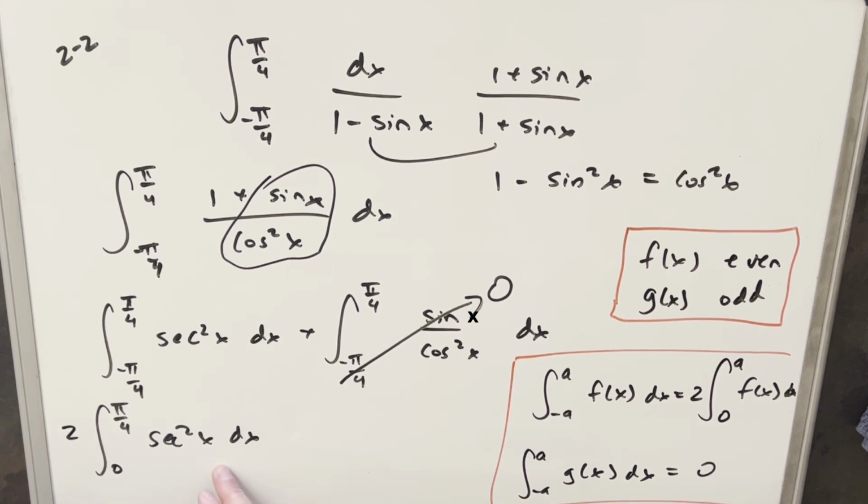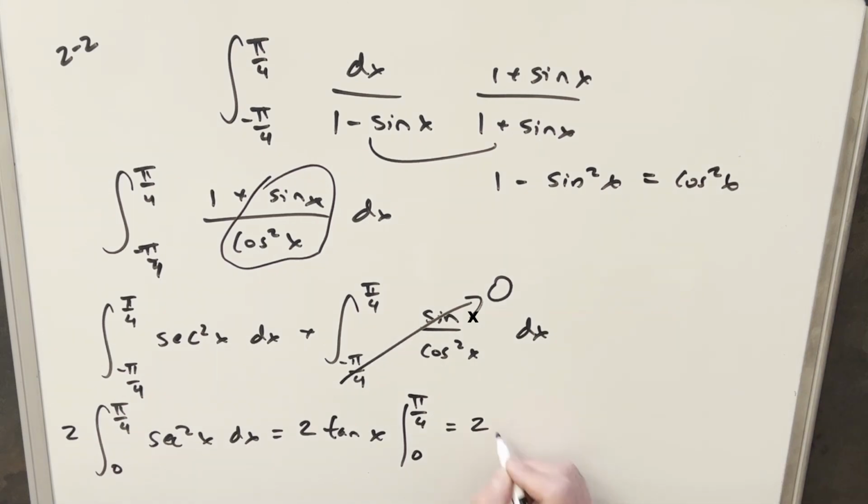So then all I need to do here is just integrate secant squared, but that integral is just going to be tangent of x. I'll bring my 2 out front. We just need to evaluate this from 0 to pi over 4. So now just evaluating tangent at pi over 4, that's just going to be 1. Evaluating tan of 0, that's just 0. So our final solution of this is just going to be 2.